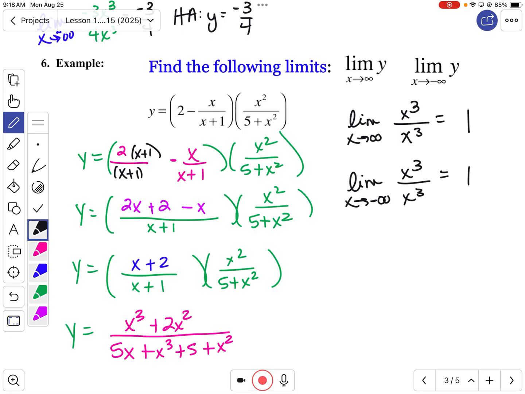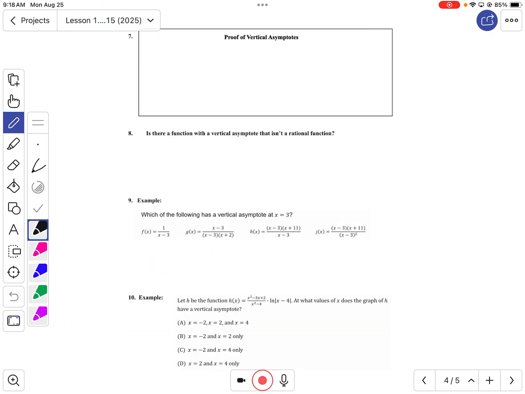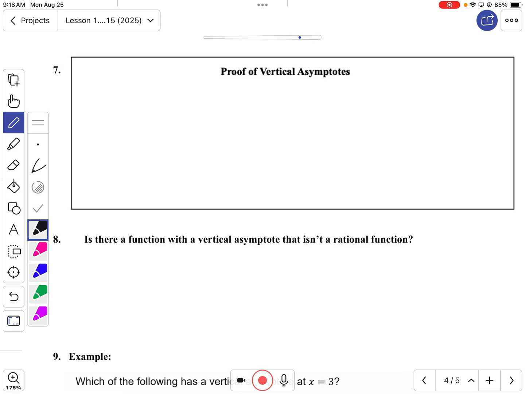All right, let's talk about vertical asymptotes. So vertical asymptotes. All right, so our vertical asymptotes happen where the denominator is undefined. Okay, so if we're going to prove a vertical asymptote, these are the things we have to look at.